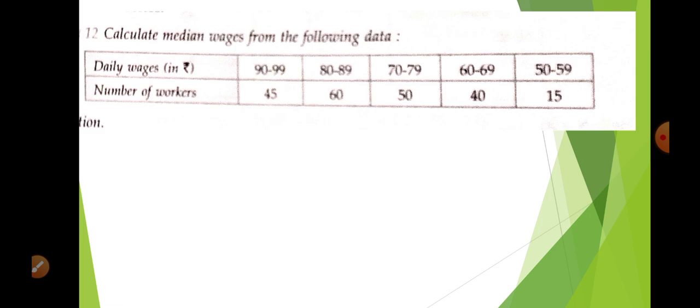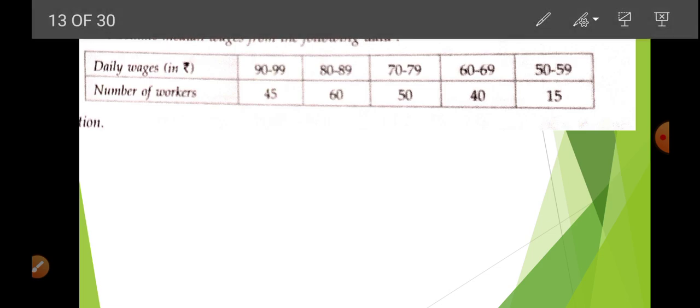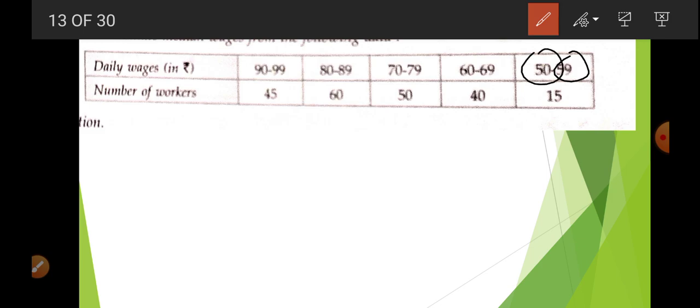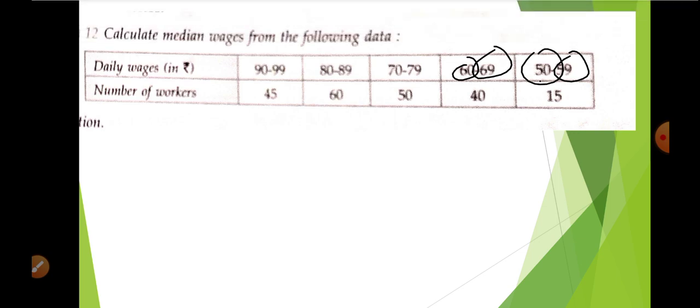Okay, student, here is given one question. Okay, you can see it is given in descending order. You can see it is not matching. Okay, so 50 and this is 69. So this is inclusive. Now first of all we have to convert it into exclusive. So let me start to do it.